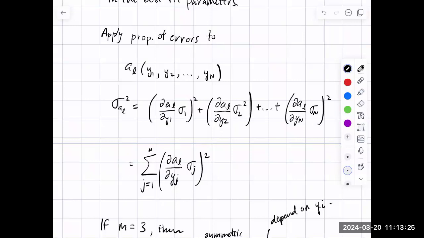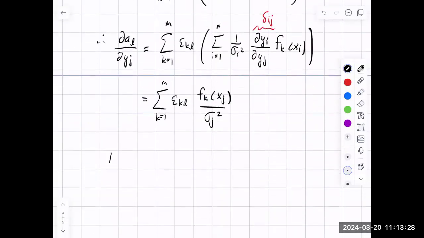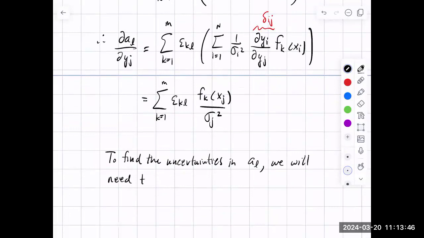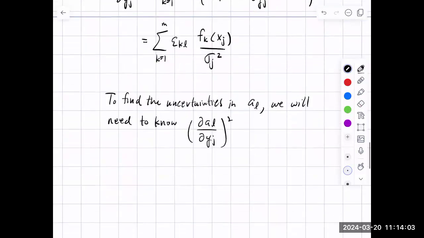Okay, so to find the uncertainties in, say, AL, we will need to know things like DAL, DYJ squared. Okay, so let's define the following quantity.